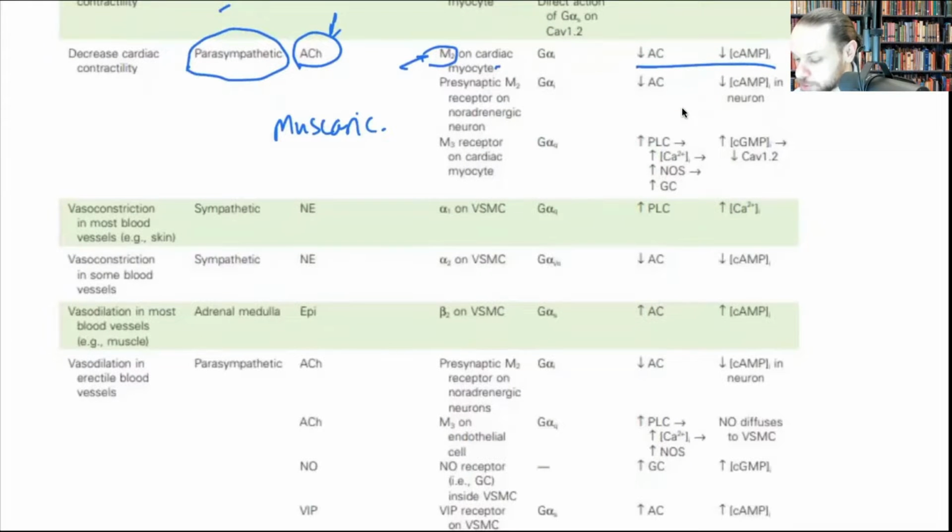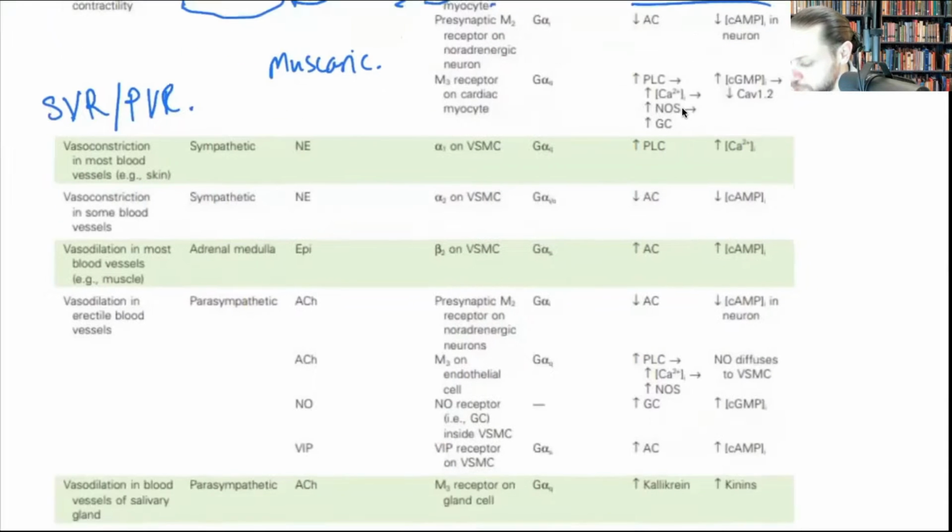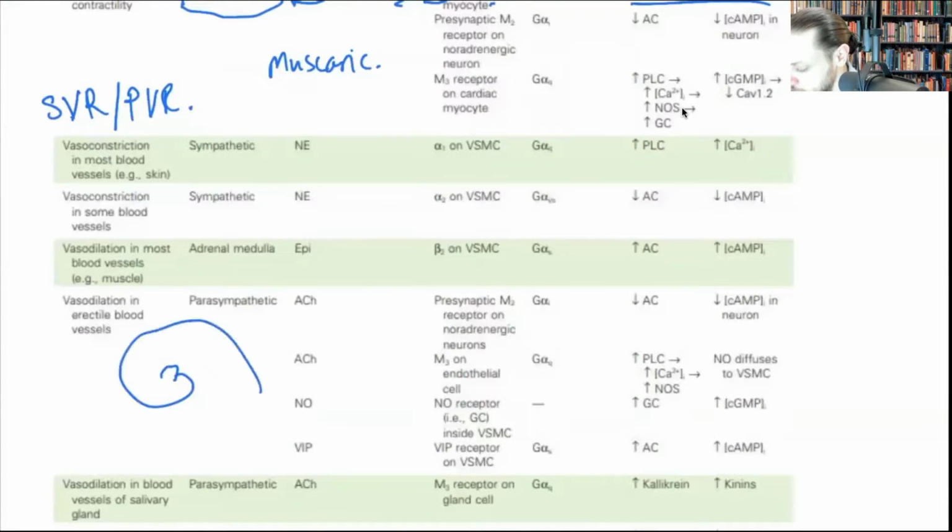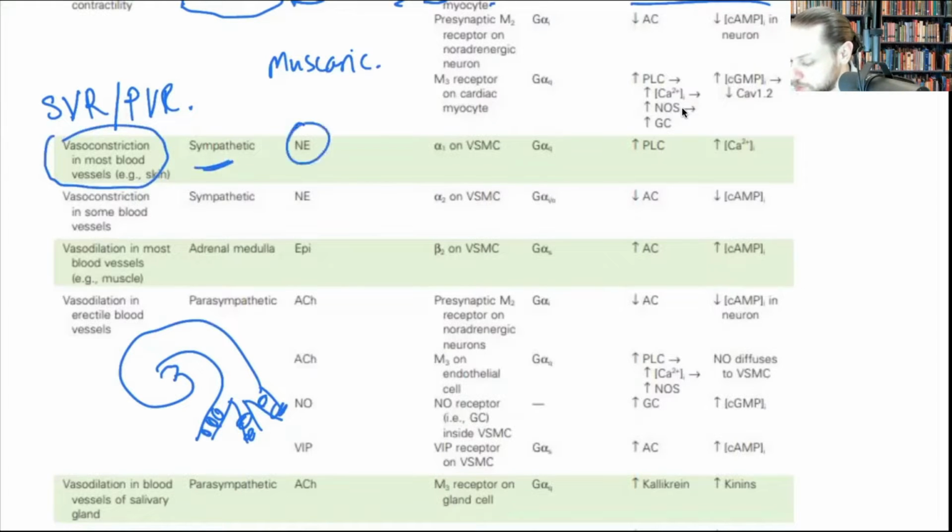We talked about vasoconstriction. Vasoconstriction on most blood vessels, usually it's the vasomotor tone. We talked about the vasomotor tone or the systemic vascular resistance, SVR, or peripheral vascular resistance. I don't know if you recall, I was drawing a diagram like this. This is your aorta and this is your arterioles, and you have this constriction that's occurring here. This is vasoconstriction under the sympathetic control with norepinephrine, under the alpha-1 receptor.